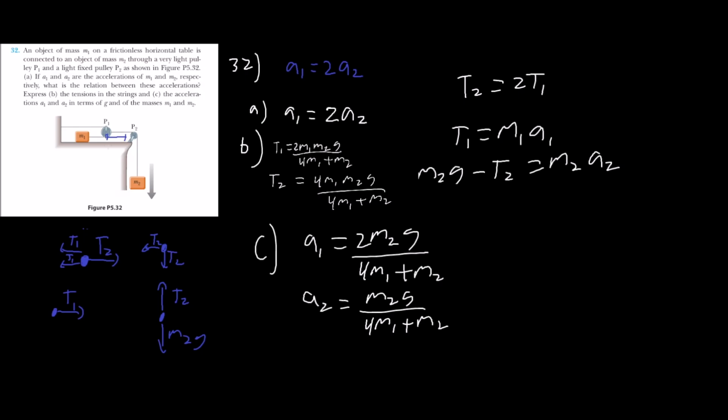So yeah, this would be 2 times T1. T1 is there. M2g minus T2 is definitely that. And you work out the math, and then you can get those other equations, and then you can answer all these questions if you guys want.